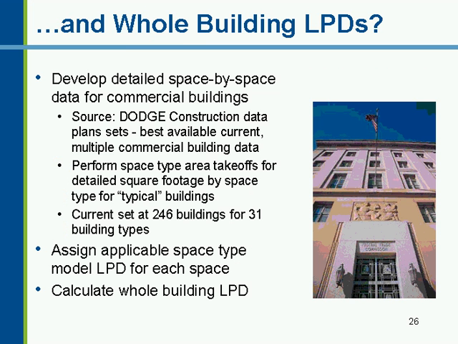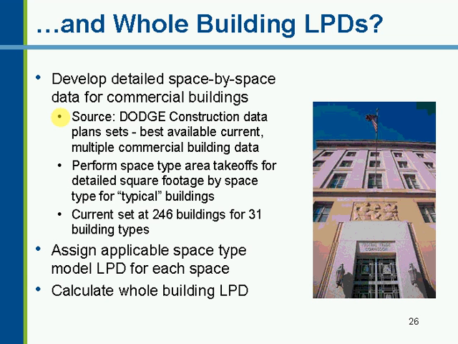So what about whole building LPDs? Where do those come from? Those use the same modeling basis. What happens is the standard takes those individual models, 120 of them, and applies them to typical whole buildings to come up with a typical whole building value. The question is, where did the space type data come from for these whole building models? The source of that is the McGraw-Hill Dodge construction data plan sets. These were accessed. The current database includes 246 buildings for 31 different space types.